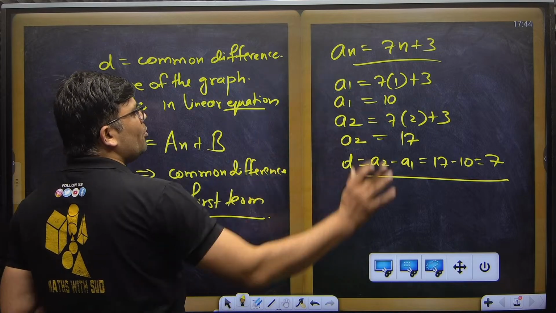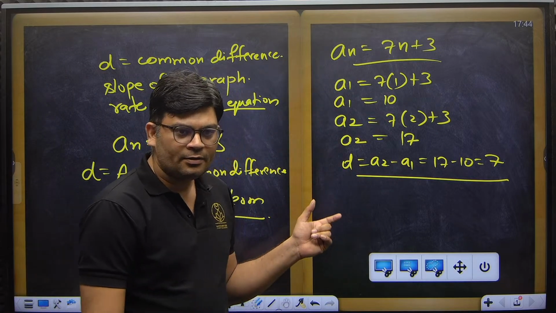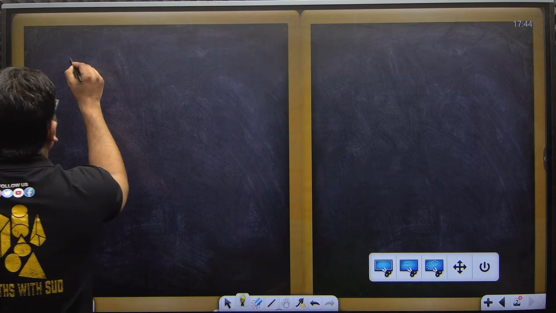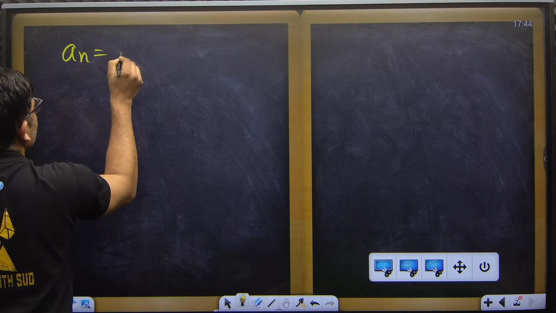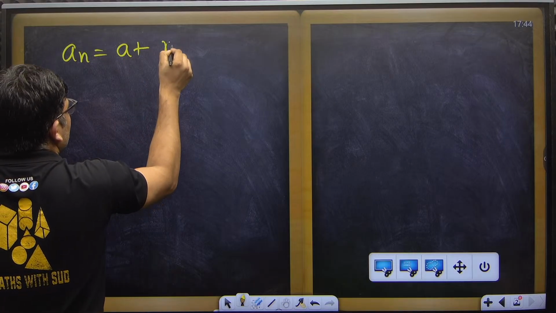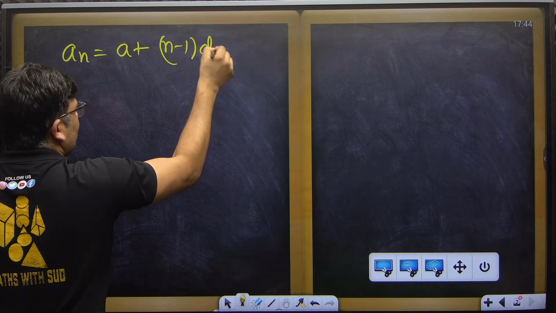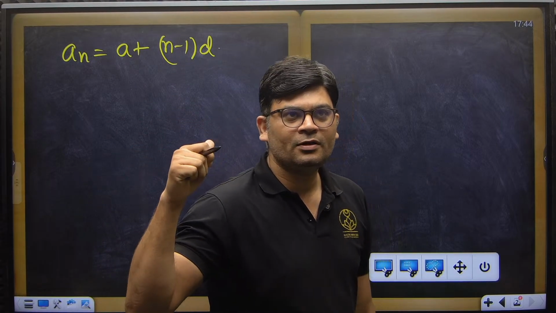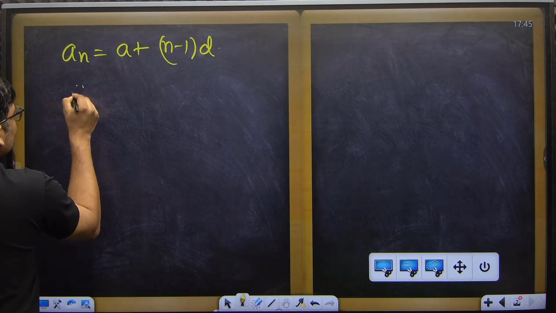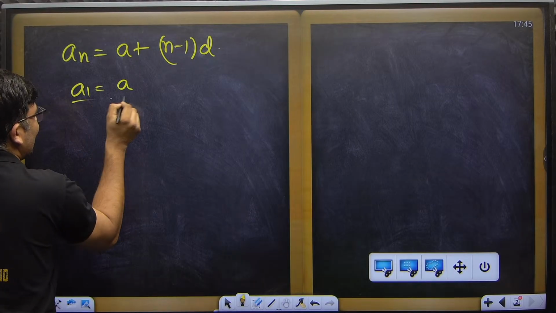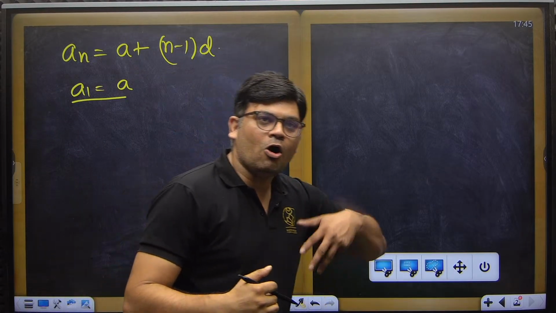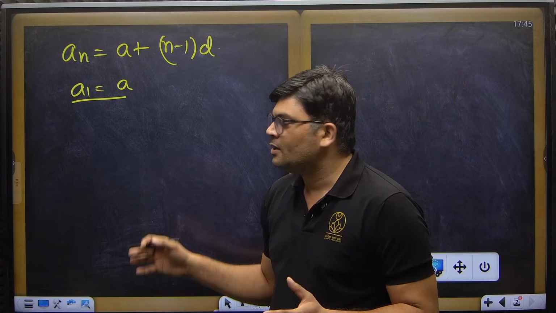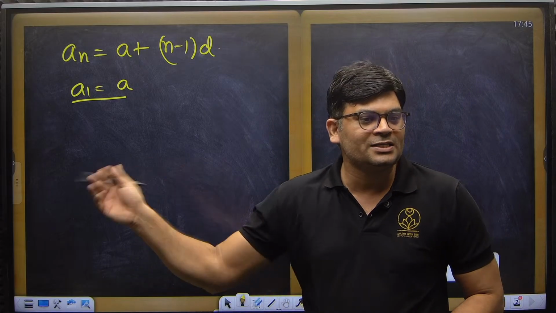So this is one form of looking at AP. Clear? What is the second form? The second form of AP is an can be considered as a plus n minus 1 into d. Are you aware of how this formula is arrived? How will we say the first term? The first term is a, because except the first term, all other terms we get by adding a fixed term to the preceding term.